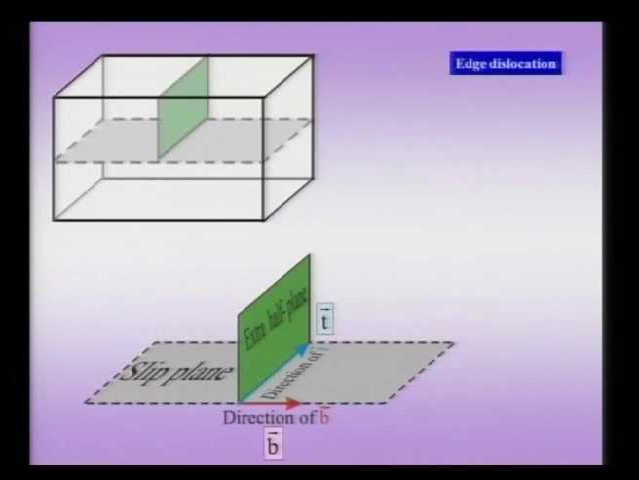dislocation. Now this is an alternate way of visualizing the same. So this is my extra half plane for the edge dislocation, the green plane which has been shown here. This is my extra half plane. This is my slip plane.